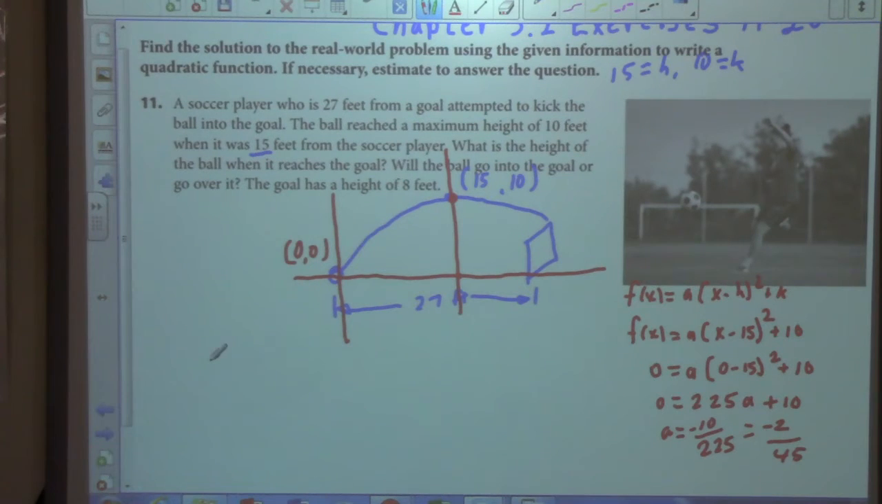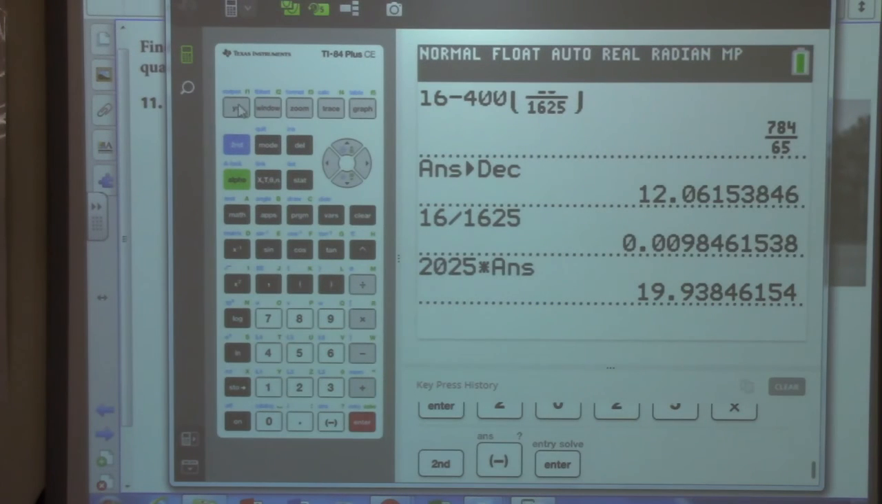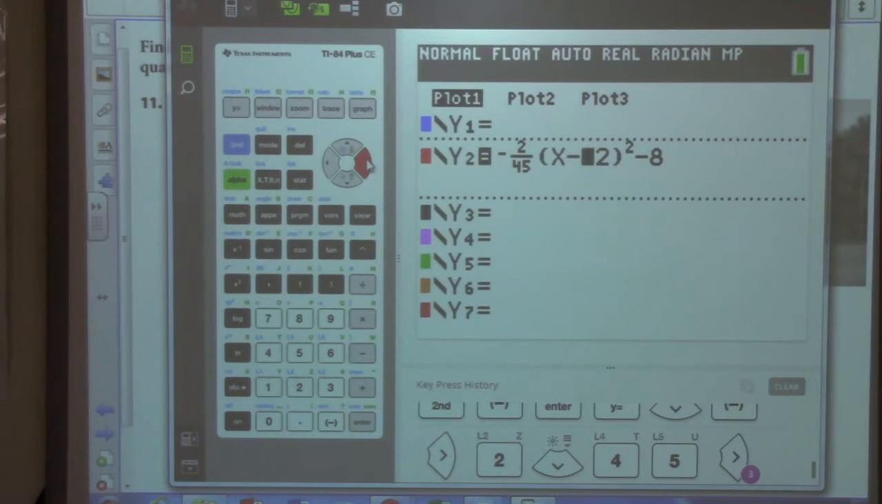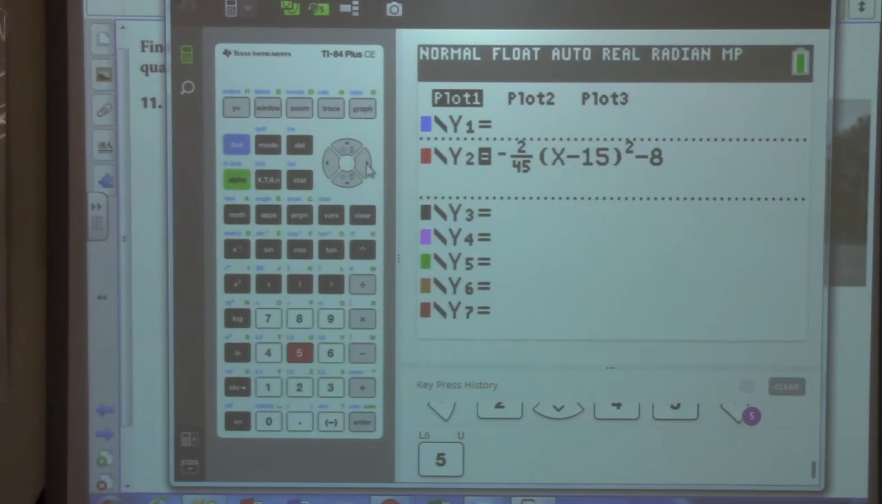So we have f of x is equal to negative 2/45 times x minus 15 squared plus 10. And what can we do to find the answer to our question here? Find f of 27, right? Where do we find that? Right here. So I'm going to put negative 2/45 over here. Over here we have x minus 15, what was it? And over here we're going to put plus 10.